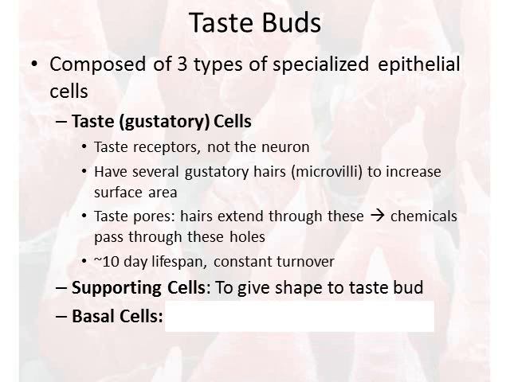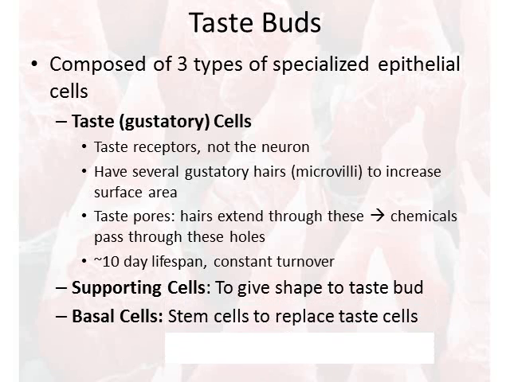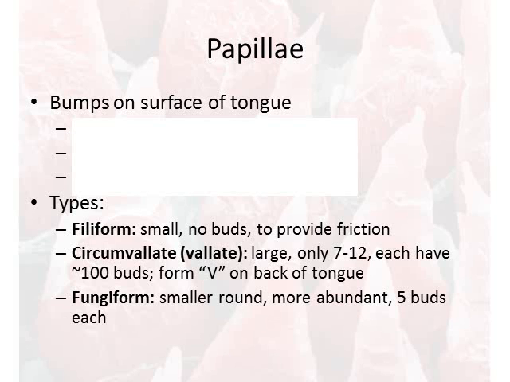So then there's also supporting cells, which are kind of giving shape to the taste bud. And then we also have basal cells, and you're going to find a very similar setup in the nose and the olfactory cells as well. They have these 3 types of cells. The basal cells are stem cells that are there to replace the taste cells after they die.